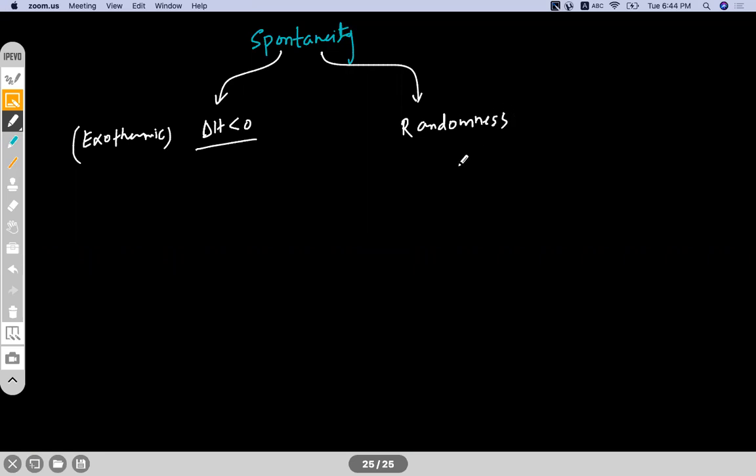Remember those endothermic examples; those processes were taking place because they were going towards more randomness. If you go back and check the relation over there, H2O liquid converts into H2O gas. So gas will have more entropy than liquid. You go back and check. H2O liquid converts into H2O gas.